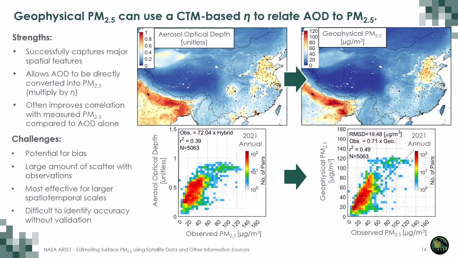This example nicely shows some of the strengths as well as some of the challenges of this geophysical approach. You can see how major spatial features in PM2.5 are captured and even improved upon compared to AOD alone, and unlike AOD, the air quality implications can be more directly interpreted. On the side of challenges, there is potential for bias and scatter, which is difficult to evaluate without some level of ground-based observations. As a result, purely geophysical estimates are typically best used for large spatial and temporal scales.